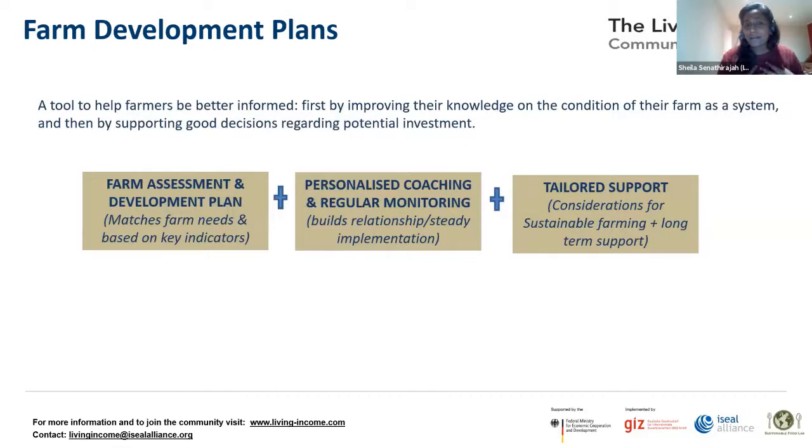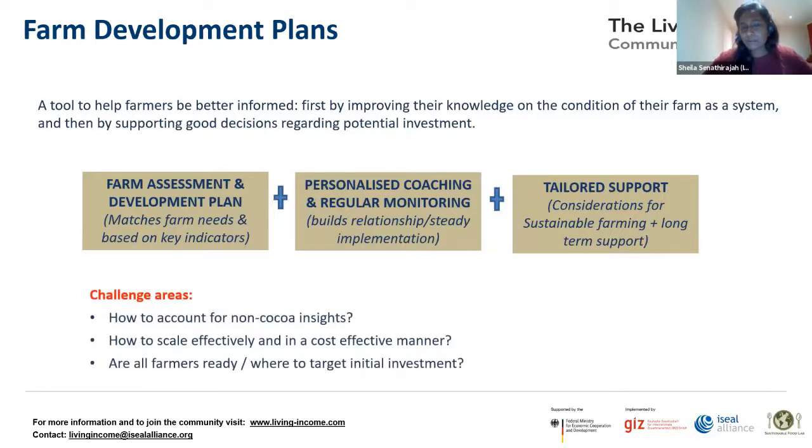So ISIL, or the Living Income Community of Practice, we don't run farmer development plans, but I would like to highlight a couple of points that regularly keep coming up in the discussions that we have within the community of practice. So if you can click next.